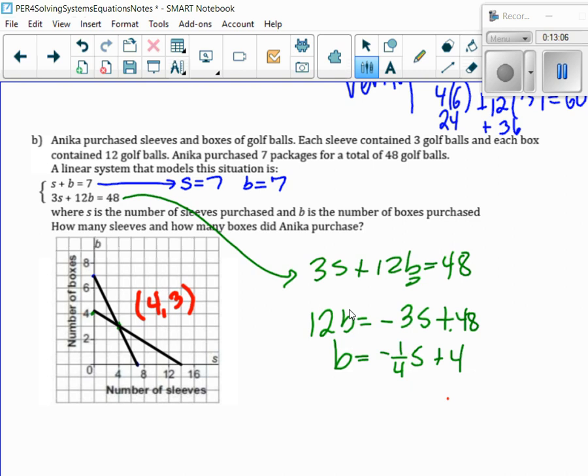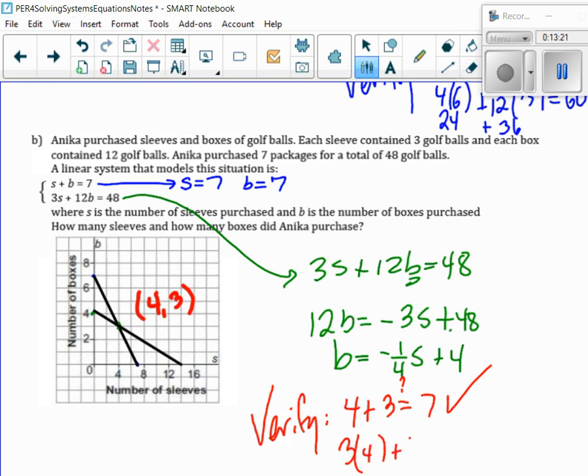So how do I verify if I'm right? Plug it in. Does 4 plus 3 equal 7? Yep. Does 3 times 4 plus 12 times 3 equal 48? 12 plus 36, yeah, it equals 48.